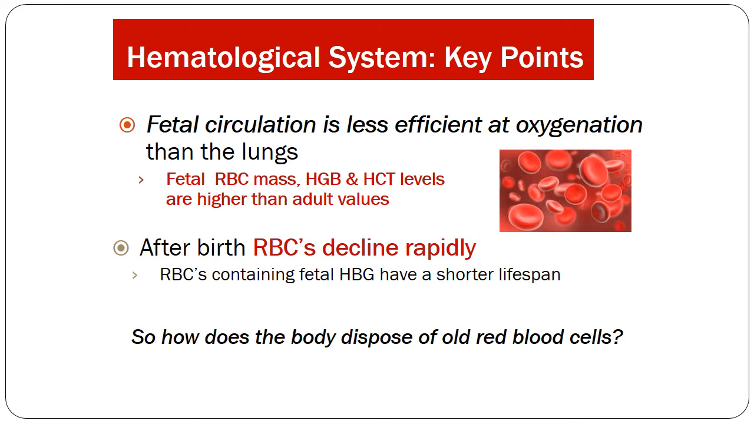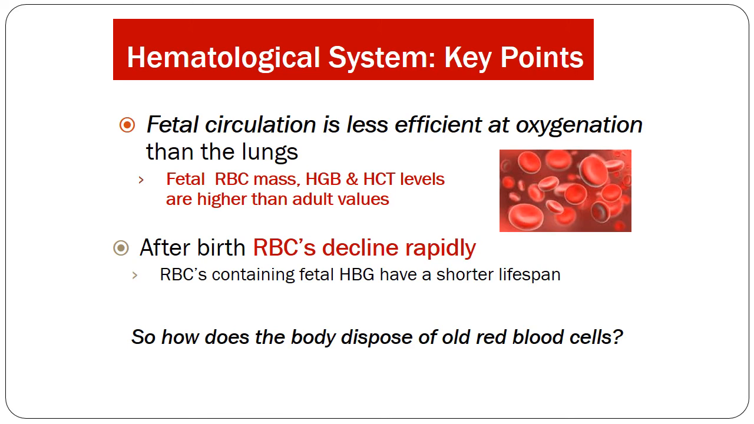Okay, let's talk about their hematological system a little bit. Going back to the fetal circulation, it's less efficient at oxygenation than the lungs are. So babies actually have higher hemoglobin and hematocrit. So they have more red blood cells to grab whatever oxygen will come across that placenta to bring it to all the cells in the developing body.